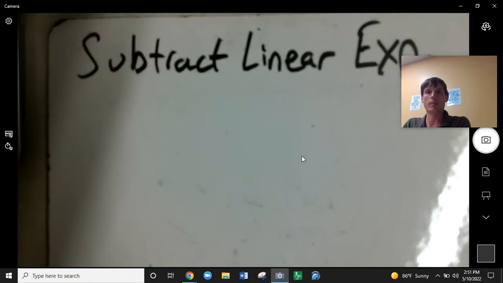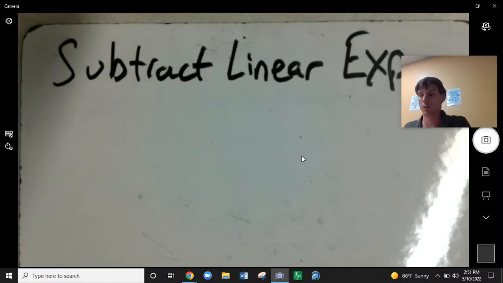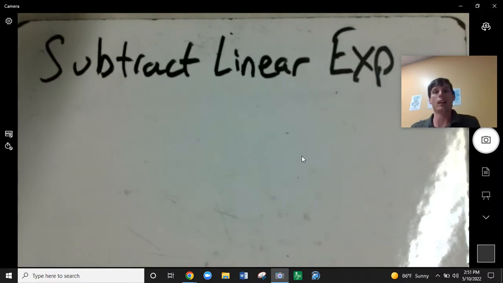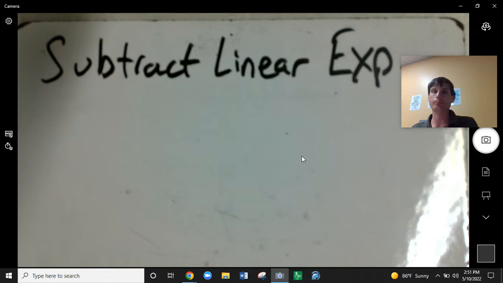Werman again. Today we're going to look at subtracting linear expressions. So we've been doing adding linear expressions for the last couple of days. So today we'll get into subtracting them. We'll see it's, of course, very similar but slightly different. So we'll learn those differences as well.